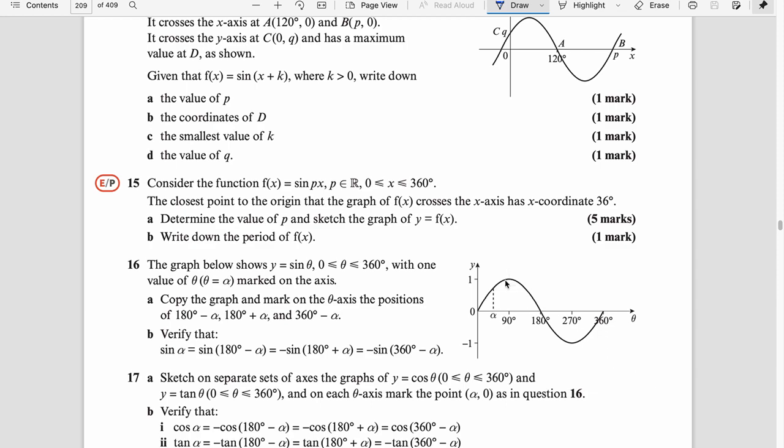Okay, now a quick look. This starts from 0, crosses 180, ends at 360, a perfect sine graph. Yes, it is sine theta. What is this alpha telling? The question is saying something here. So when you subtract, it moves to the right. When you add, it moves to the left.